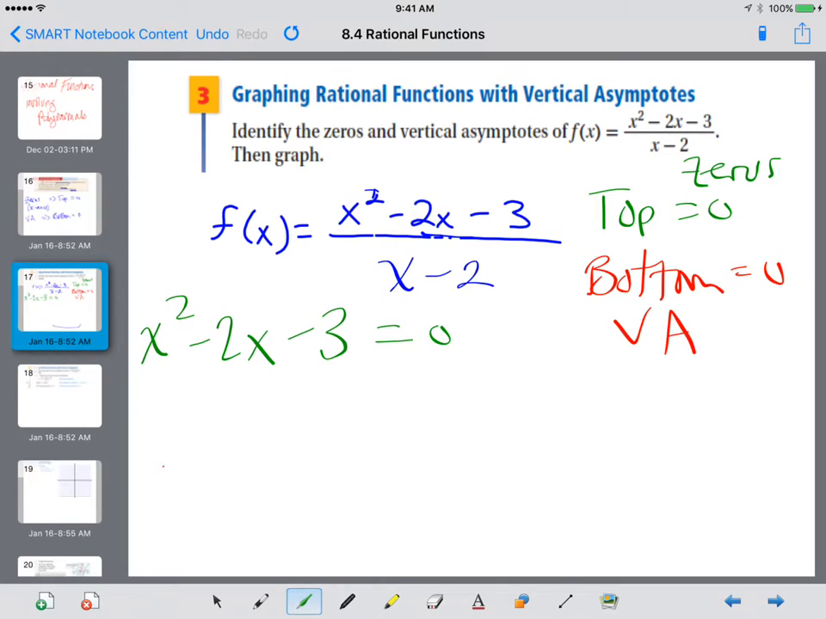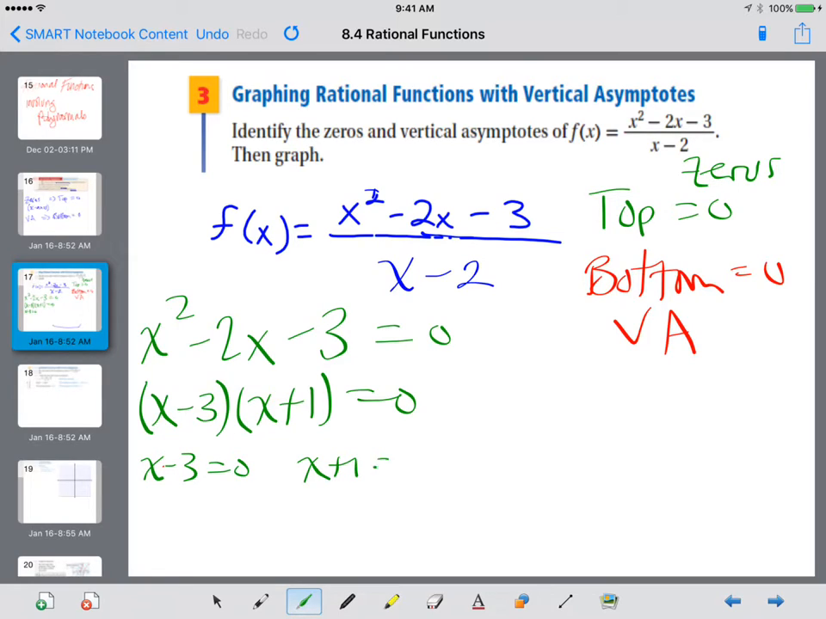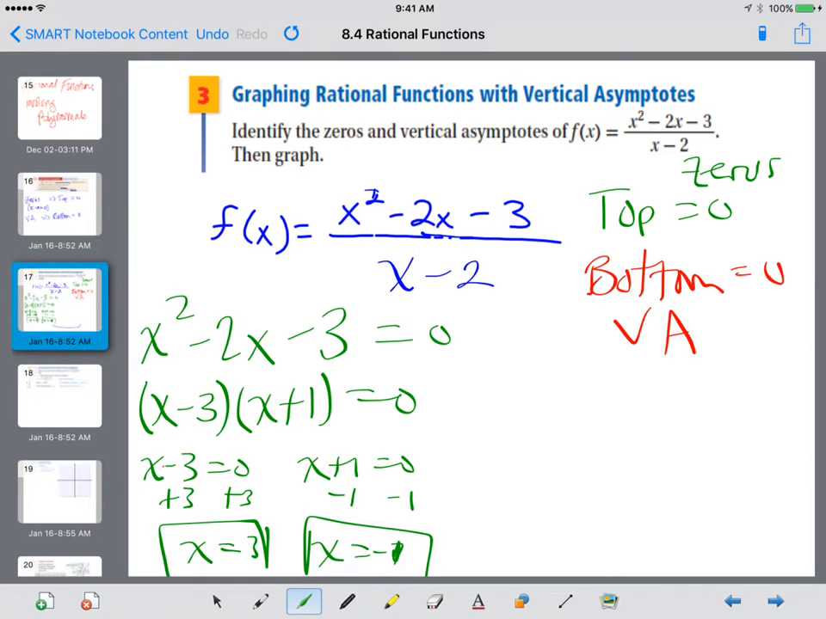The way we solve this is by factoring. So we need to multiply to get negative 3, add to get negative 2. Well, that's x minus 3 and x plus 1 equals 0. We're going to set each one equal to 0 and solve. And we're going to be left with zeros at x equals 3 and x equals negative 1. Those are my zeros.